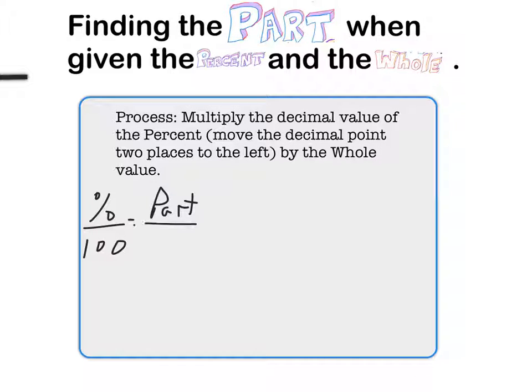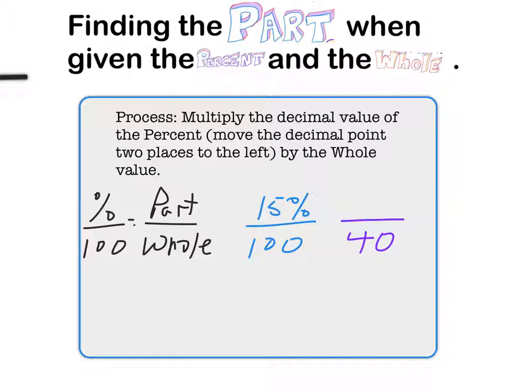Quick example of that. Remember, we always start with our percent over 100 equals part over whole. What if we say 15% is our percent, and we always put it over 100. 15% of the number, let's go with 40, equals what? So we're going to try to solve for the part. How do we do that? We multiply the decimal value of the percent by the whole number.